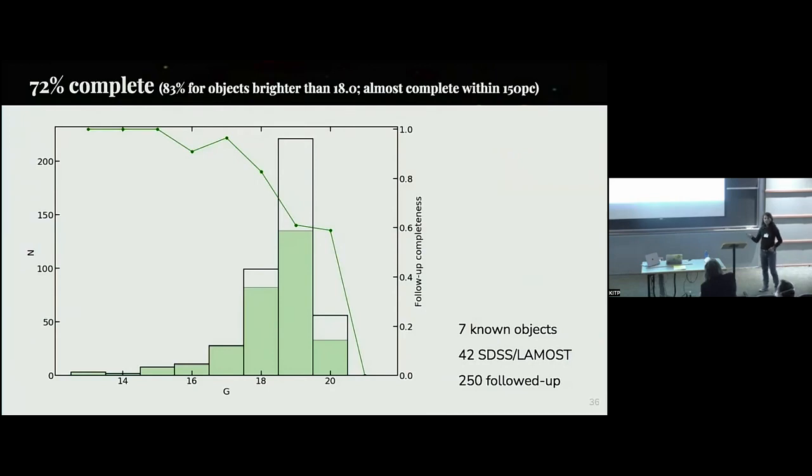Completeness, unsurprisingly, goes down for fainter magnitudes. For objects brighter than 18, we are 83% complete. And for a sample of 150 parsec, we are almost complete. There is only 1 object that hasn't been observed so far.